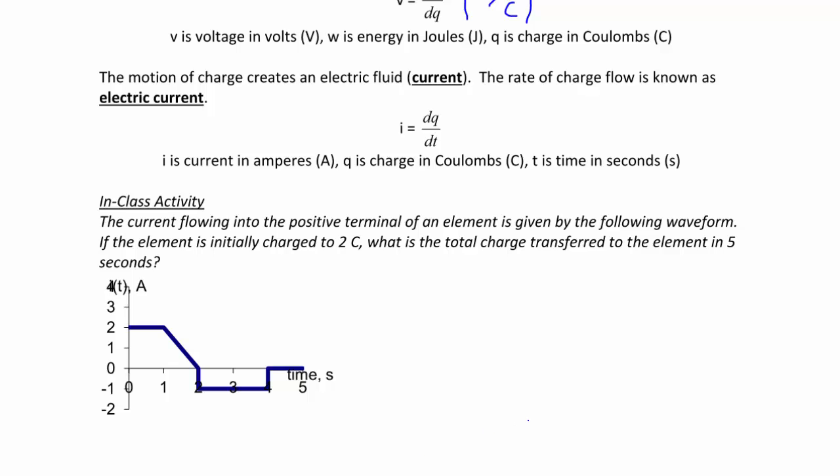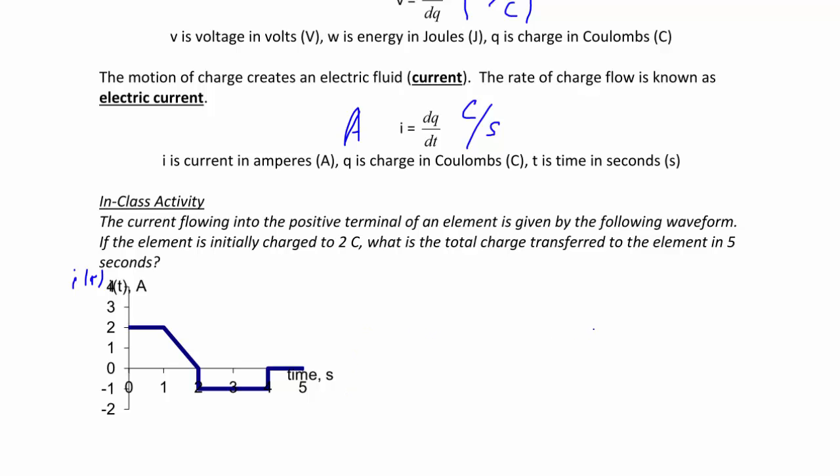The motion of charge creates an electric current. The rate of charge flow is known as electric current. So the units for current are amperes. Amperes is equal to dq/dt, or coulombs per second. The following diagram shows current flow, i(t), versus time.